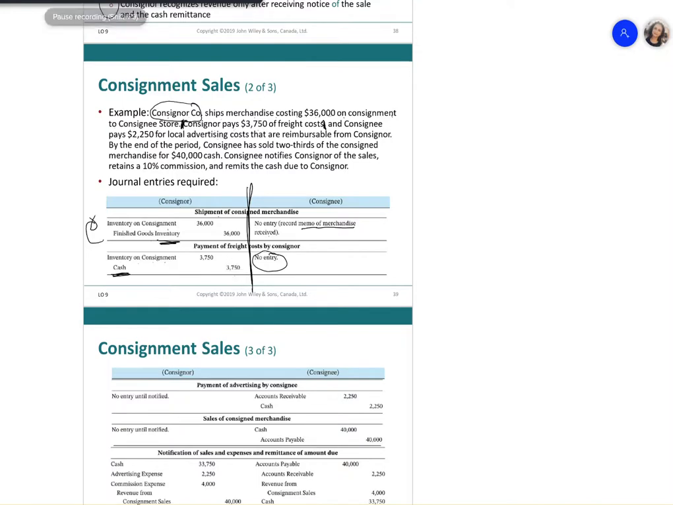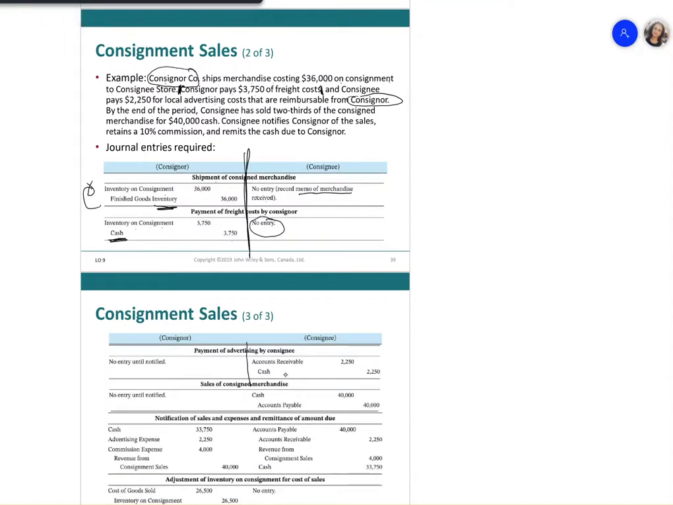Only the consigner is paying it, but the consigner is paying for the advertising. So if they paid for the advertising, they're going to receive that money later on. So in this case, you'll do it in the books of the consigner because they paid cash for the advertising, but they're going to receive that money from the consignee later on, by the end of the period.